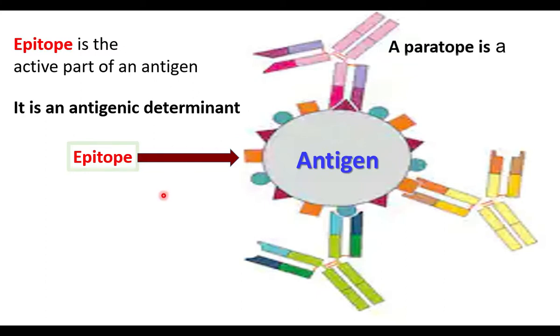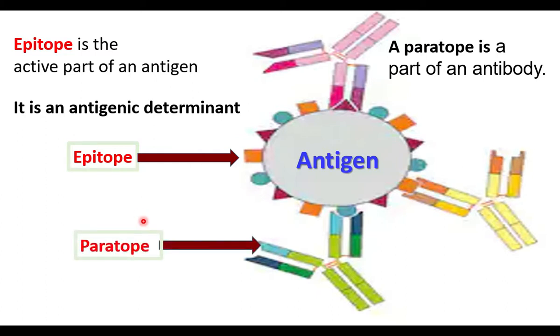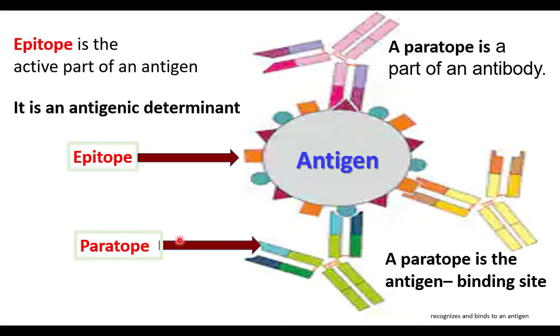Then the part of antibody is paratope. Paratope is a part of antibody that binds with epitope. So the paratope has antigen binding site. This is paratope. The paratope has antigen binding site. Paratope is a part of antibody that binds with epitope. Epitope is a part of antigen that binds with paratope. Paratope is called the antigen binding site. Epitope is also called the antigenic determinant.